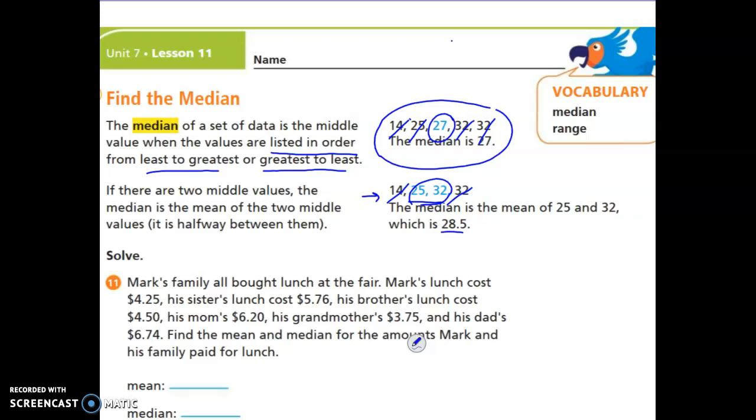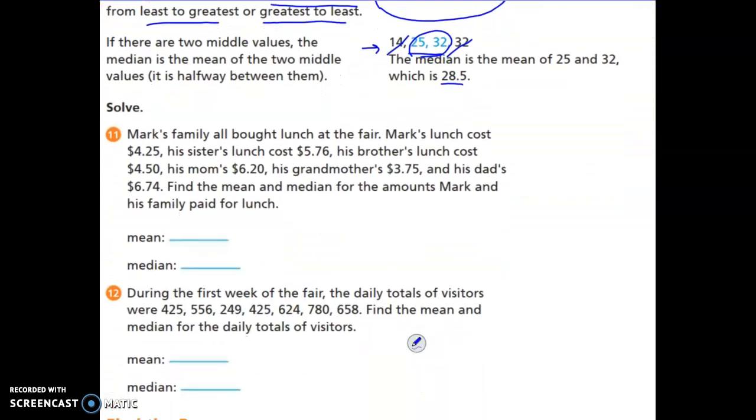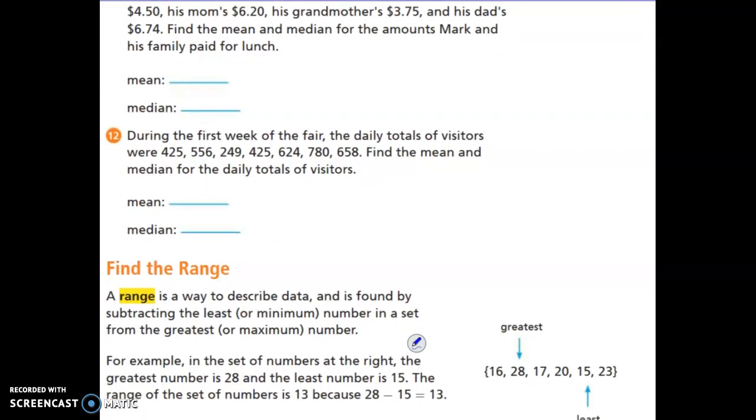Again, it's a good idea to use your common sense and say to yourself, is 28.5 going to be in between those two? Does it look like it'd be partway in between there? And it does.